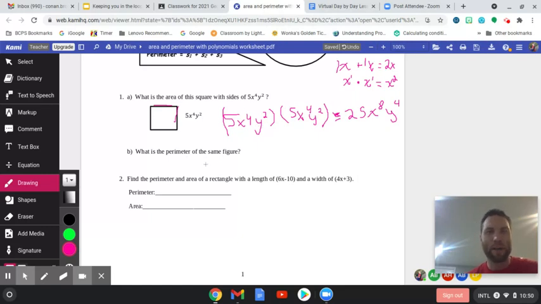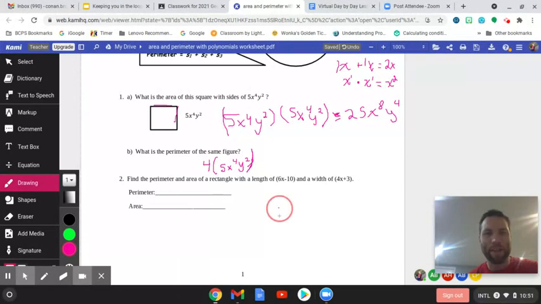And the perimeter, this is where you add. So, another way to say this is you have 4 sides that are all the same. So you distribute the 4 sides to 5 times x to the fourth y squared. It's a parentheses right there. So that's how I do that.